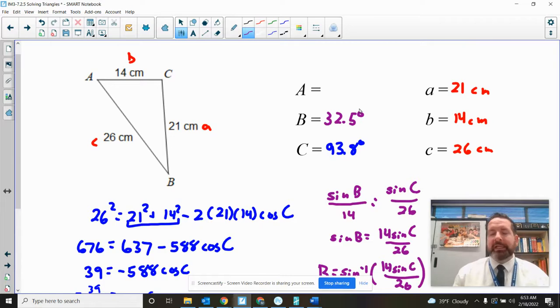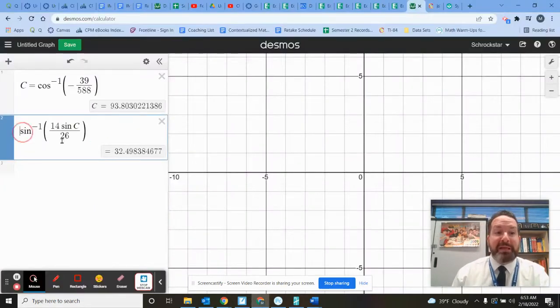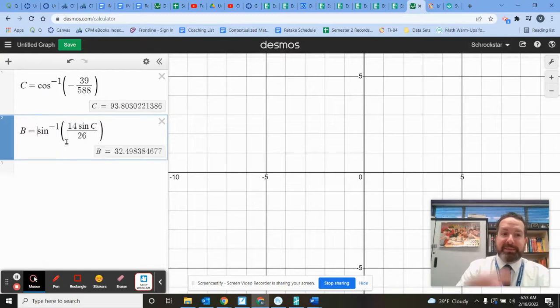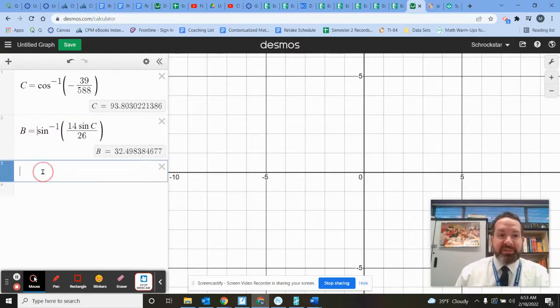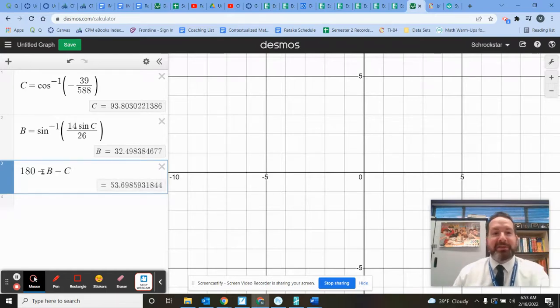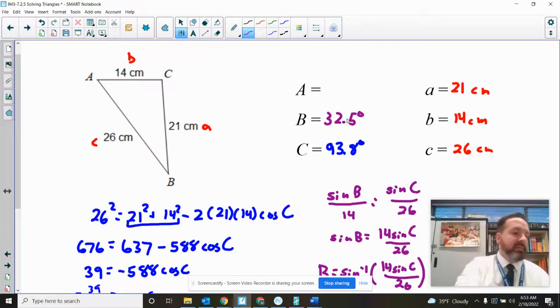And then for the last angle, let's not work hard. Let's just do 180 minus these. And again, being a very lazy person, I'm just going to have Desmos store this as B, and then just do 180 minus B minus C, rather than typing everything again. I end up with about what? A 53.7? And there we go.